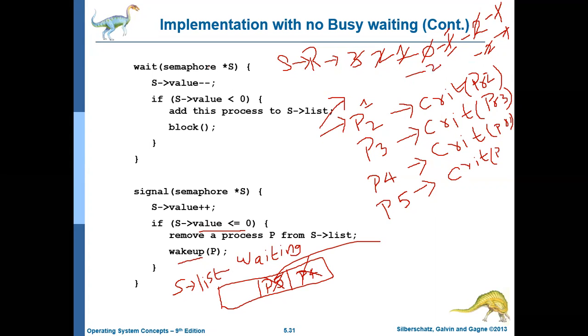But P2 has released. Now if P3 has also released the printer, once again it will become -1. Now if P4 releases the printer, it will become 0. If P5 releases the printer, it will become 1. Like that, this particular concept works.